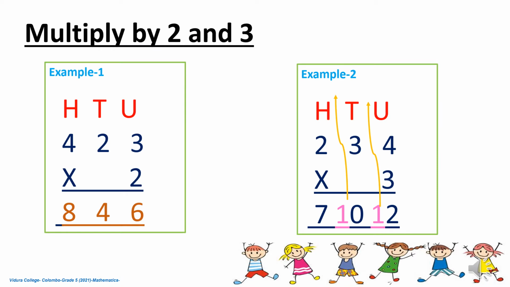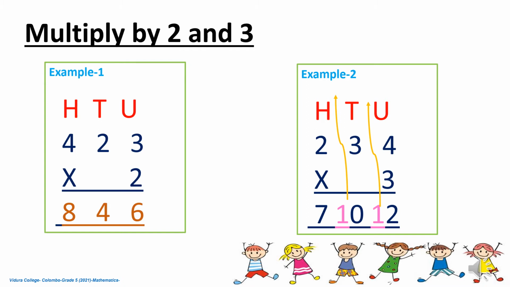Let's multiply by 2 and 3. See example 1. Here I have given you a 3-digit number, 423. 3 in units, 2 in tens and 4 in hundreds. And we are going to multiply it by 2. The multiplication sign, the cross sign, is also placed in the sum, which is really important. When you are multiplying, you have to start your multiplication from the units column. So 2 times 3 is 6. 2 times 2 is 4. 2 times 4 is 8. So your answer is 846.